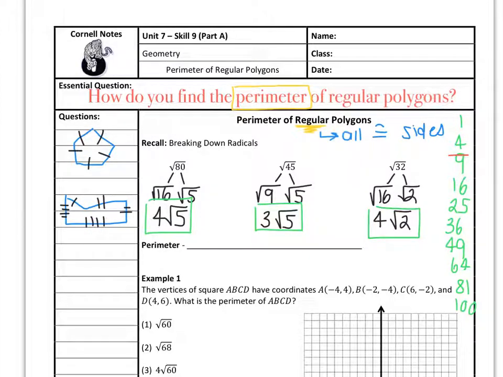Okay, so we're going to use that information a little bit later on here and in the next unit, breaking down radicals. So let's move on to the actual fun stuff. Perimeter. So like we said, perimeter is simply the distance around a shape.